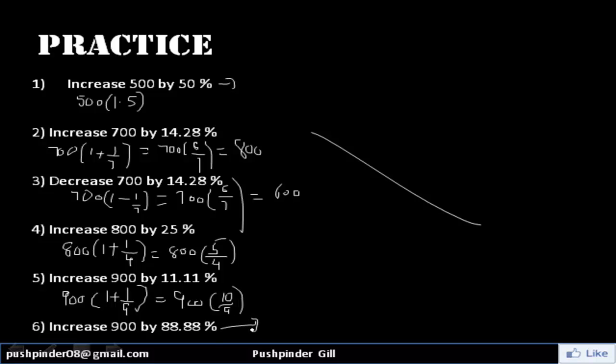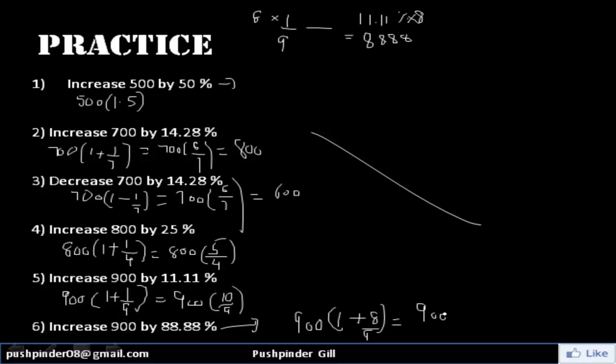Similarly, if I have to increase 900 by 88.88%, now guys, let's calculate what is 88.88%. We have recently seen that 1 by 9 is equivalent to 11.11%. So if I have to calculate 88.88%, I'll multiply this number by 8, and this also would get multiplied by 8. So 88.88% is equivalent to 8 by 9. So that would be equal to 900 into 1 plus 8 by 9, that is 17 by 9, and my answer is equal to 1700.